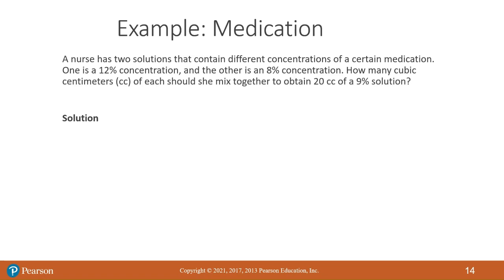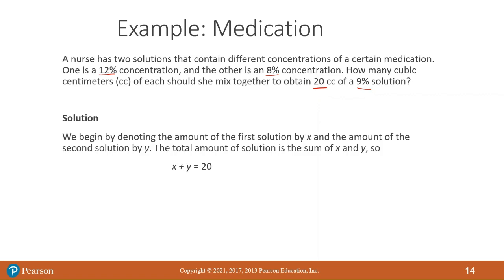Now, we have to break this down into the pieces and parts. We've got one solution with 12%, another solution with 8%. We want an overall 9% solution. We also know that the first solution plus the second solution needs to give us 20 cc's of the overall solution. Okay, so we have 2 equations that we're basically going to be working with here. We will begin by denoting the amount of the first solution by x and the amount of the second solution by y. The total amount of the solution is the sum of x and y. And like I just said, the sum of the solution should give you that 20 cc's of overall solution.